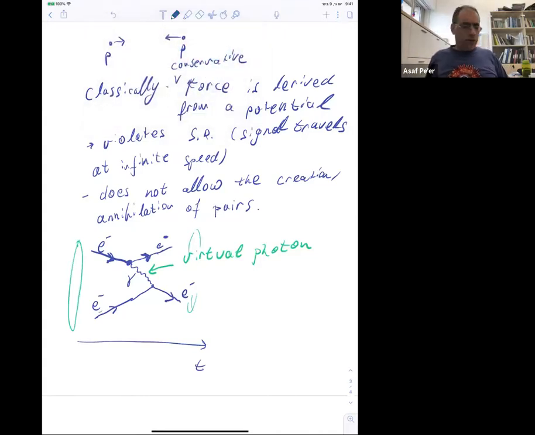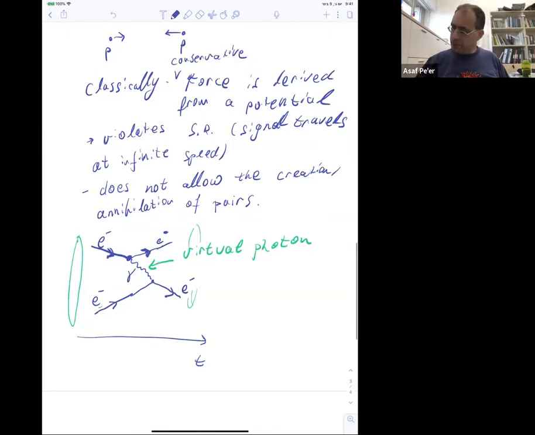Now, because it's a virtual photon, it does not obey the relation between the mass and the energy, M squared equals E squared minus P squared. So a virtual photon, or virtual particle, is called off the mass shell.